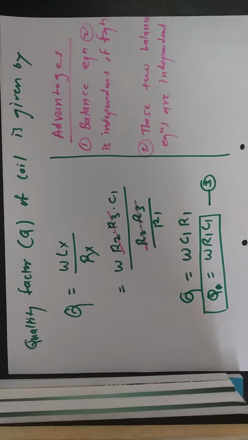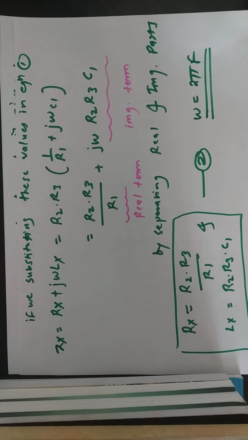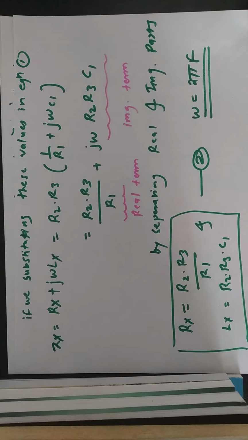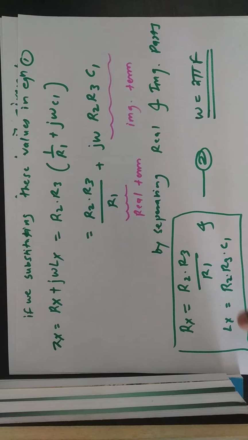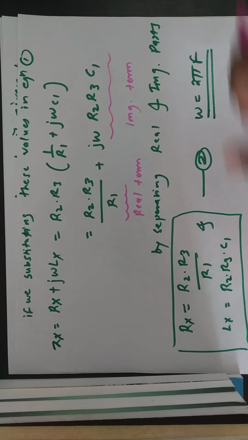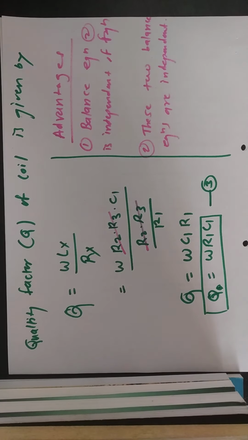And with the help of these equations, Rx and Lx, you can find the unknown resistance as well as the unknown inductance with the help of a known capacitance, because C1 is here. So with a known capacitance and two resistors, you can find the unknown inductance. Therefore this Maxwell bridge is considered in electrical engineering as a way where the unknown inductance can be found by the known capacitance value. That's why initially I told you that in a Maxwell bridge, the unknown inductance is found using the known capacitance value.